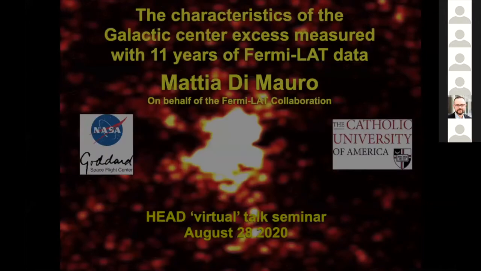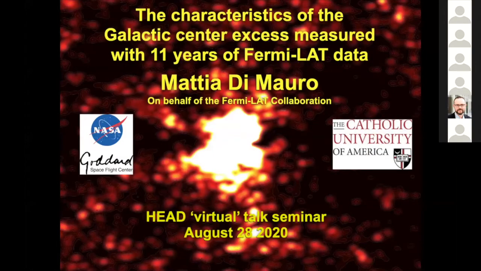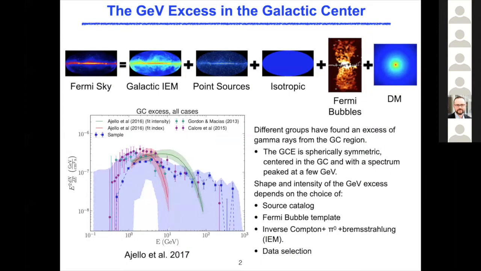So today I'm going to talk about the characteristics of the galactic center excess measured with Fermi and with 11 years of data. And before diving into the results, the data from Fermi are analyzed using a model for the interstellar emission, point sources, an isotropic template, and if you analyze also the galactic center, it is important to add also the Fermi bubbles.